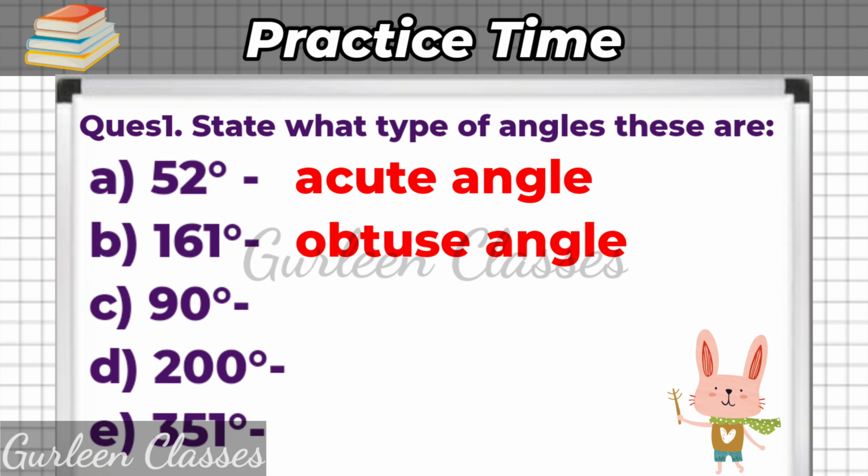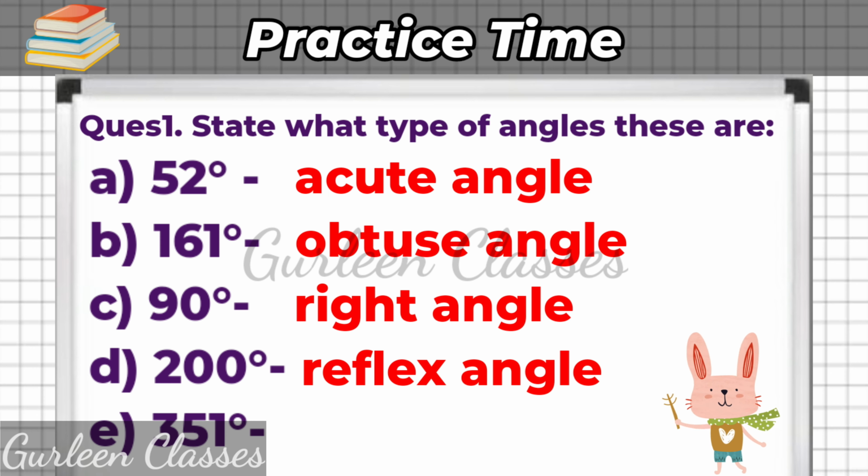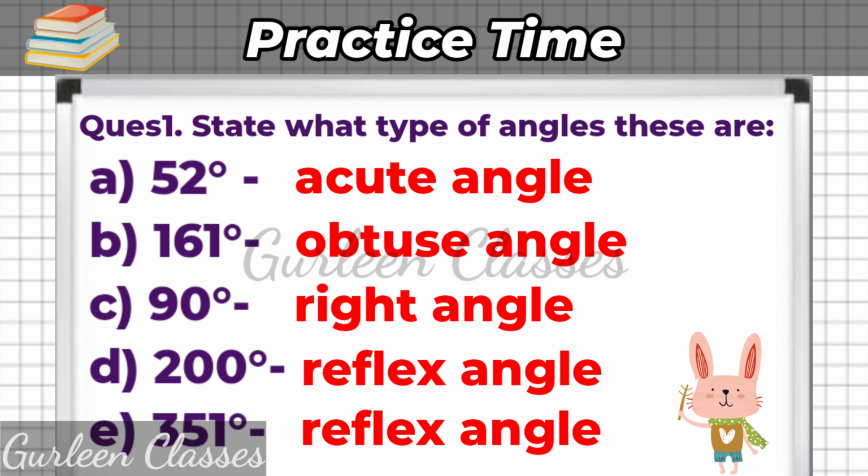It is an obtuse angle. C part, 90 degree. It is exactly 90 degree, so it is a right angle. Then D part, 200 degree. It is more than 180 degree and less than 360 degree. So what type of angle? Reflex angle. E part, 351 degree. It is also more than 180 degree and less than 360 degree. It is a reflex angle.